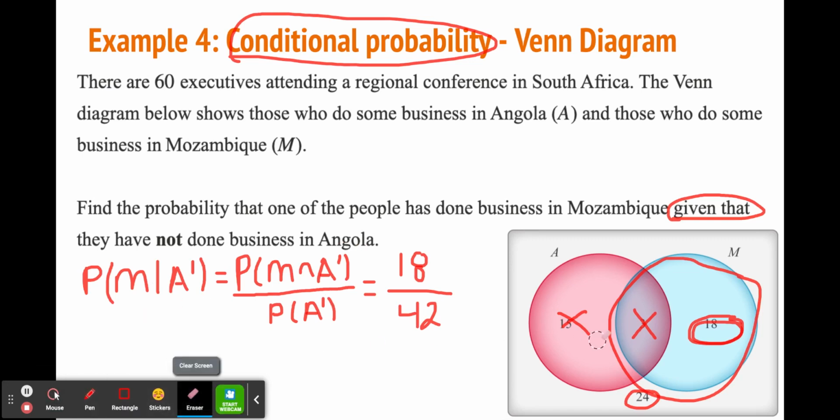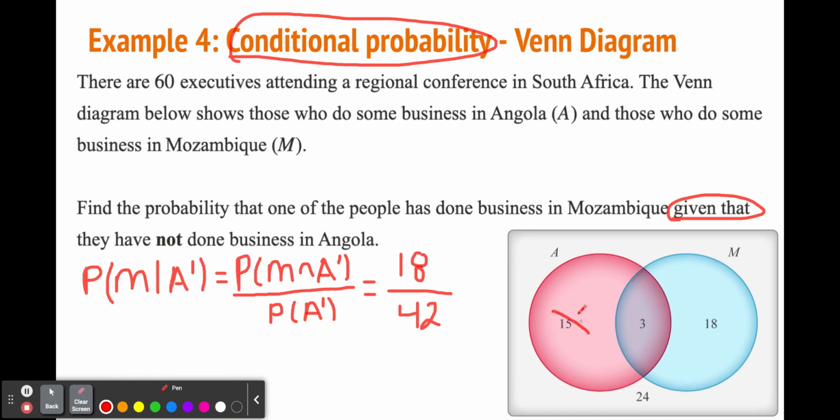Another way we could have done this is simply by looking at our Venn diagram. So we're told that we are given that the person was not in Angola. So automatically, if the person is not in Angola, that means that these options are out. And then we're told that we want a probability that they're in Mozambique. So we can see, okay, out of all the numbers that are left on the Venn diagram, this is the only one that's from Mozambique. And then we divide by the total sample space that was left, which was our 42.